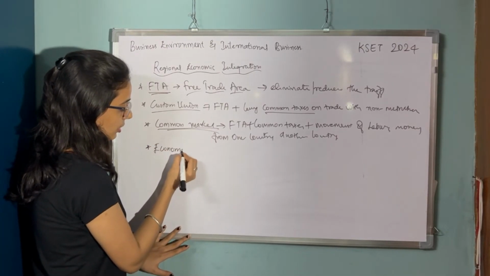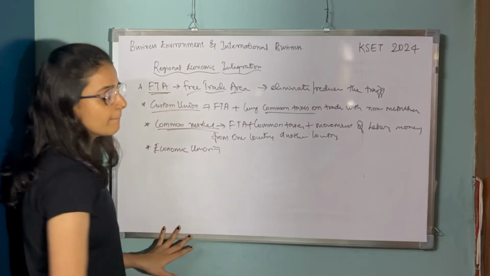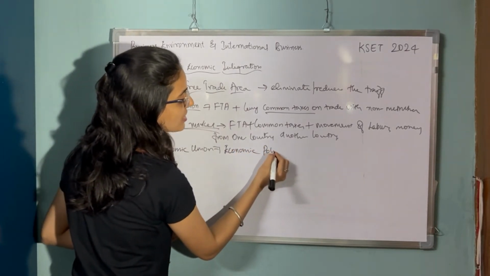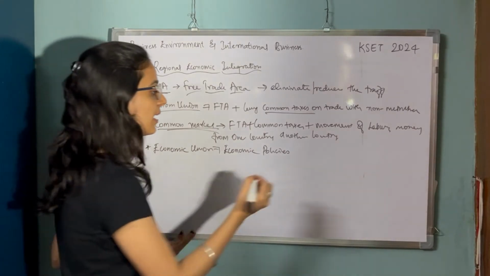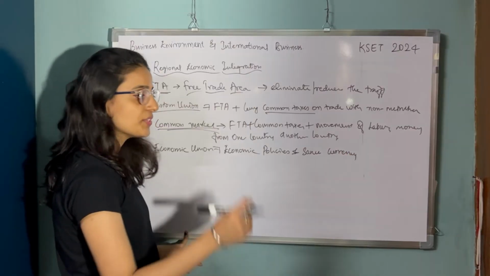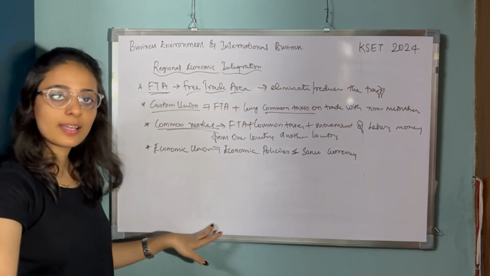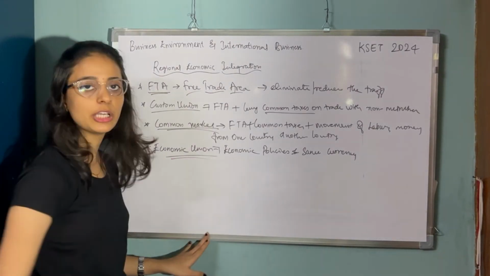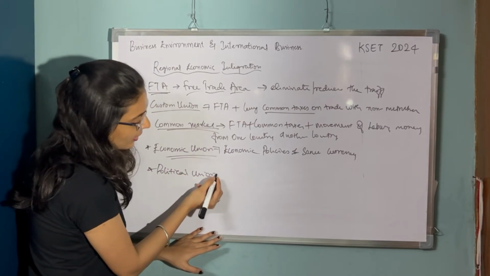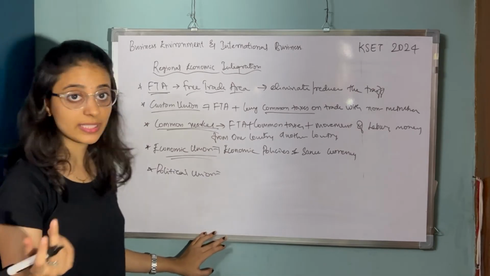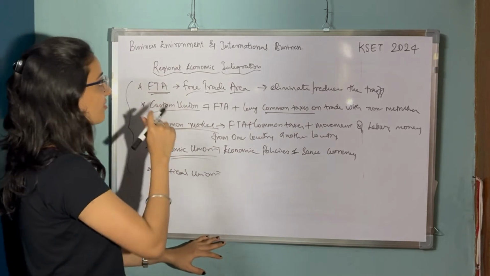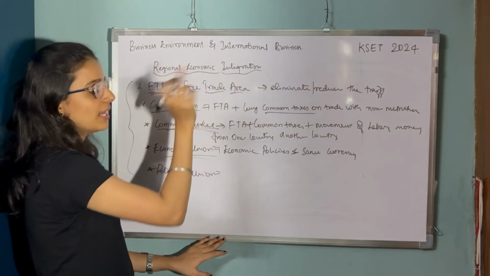Next, there is economic union, when member countries share economic policies or have similar economic policies and sometimes have the same currencies. The currency which is acceptable in country A is acceptable in country B too, then it is nothing but economic union. Next, there is something known as political union. Here it is again sharing of political governance or institutions, which is nothing but political union. So these are different types of agreements of regional economic integration.